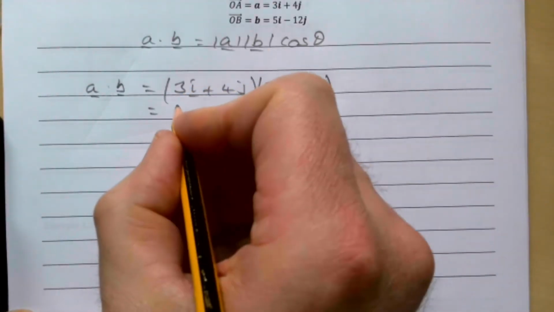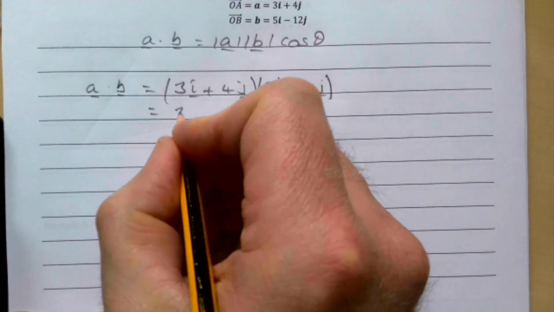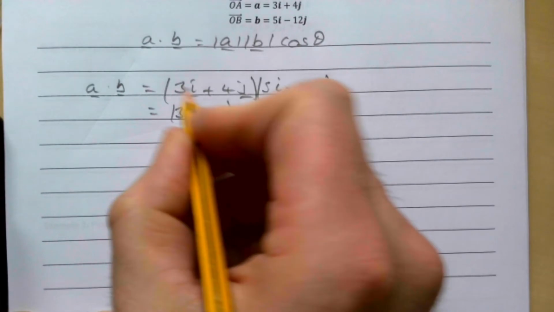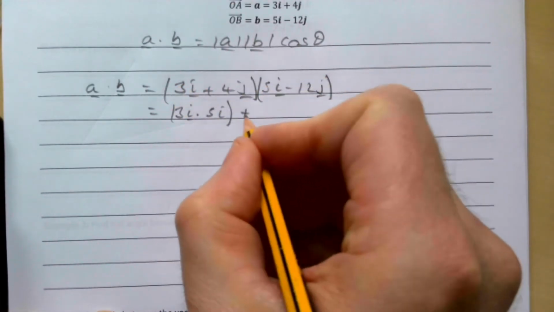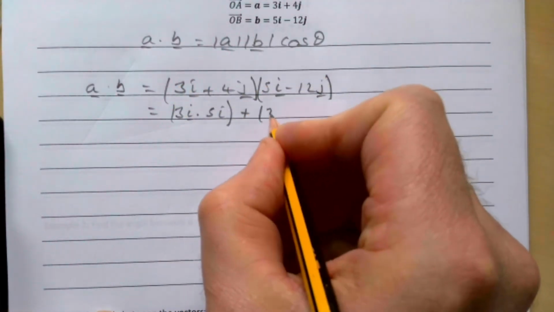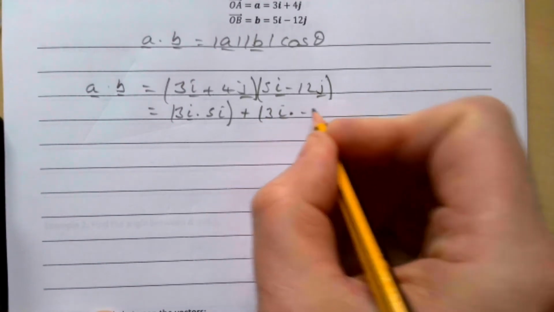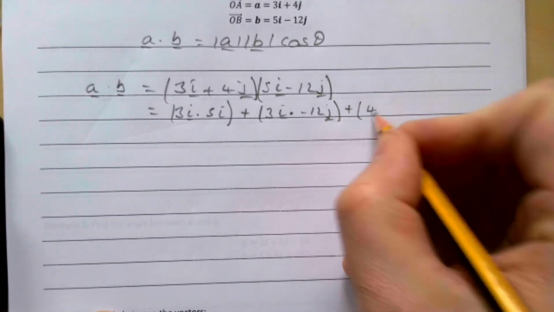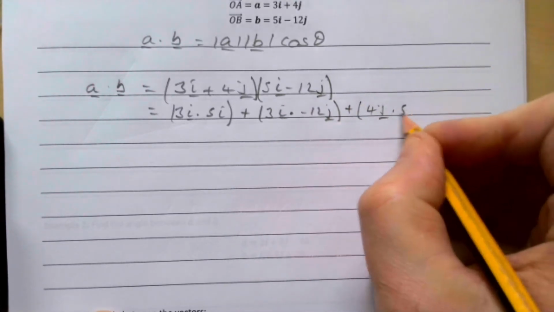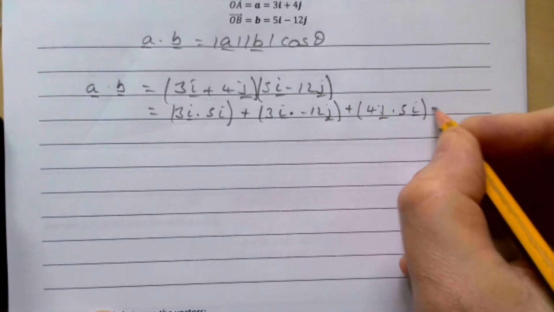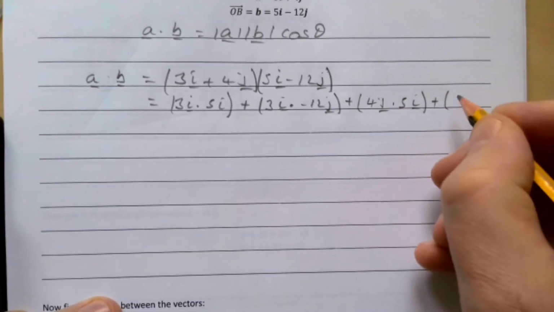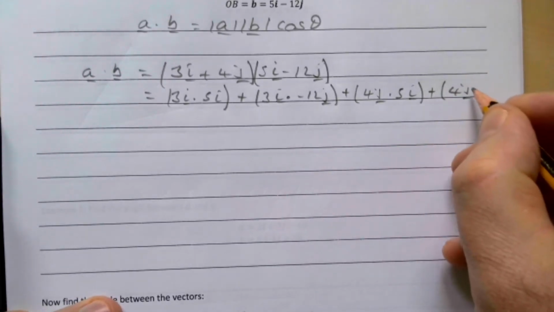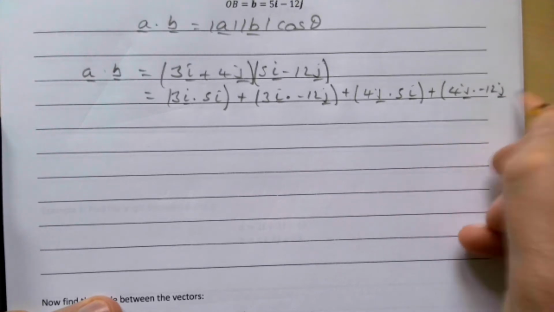So what does that give us? That gives us 3i dot 5i, that's our first, 3i dot minus 12j, that's outer, 4j dot 5i, that's inner, and 4j dot minus 12j, that's last.